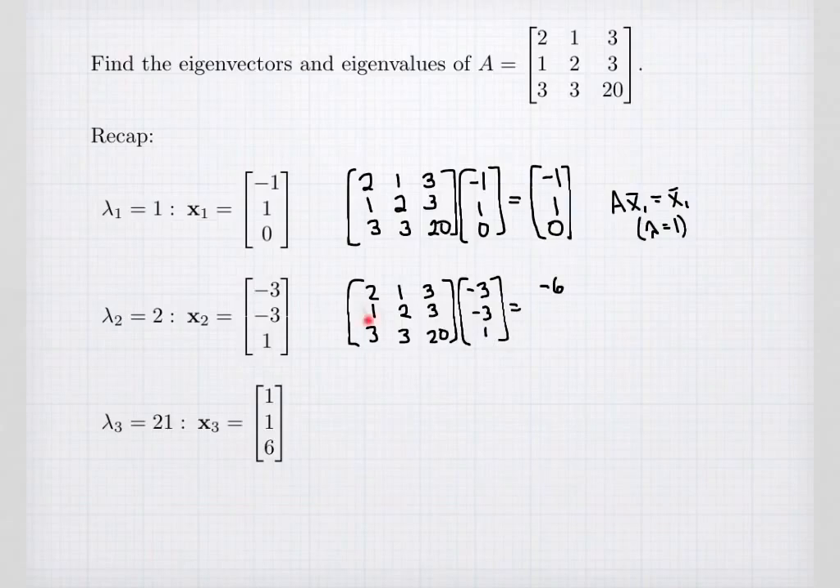We go along the second row, 1, 2, 3. So negative 3 minus 6, that gives me negative 9 plus 3. So again, negative 6. And now I do the third row, 3, 3, 20. Negative 9, negative 9, so that's negative 18. Negative 18 plus 20 gives me positive 2. And so what we see is the effect of that matrix multiplication. A times our second vector was actually double our second vector. And that's exactly what it means to say we have an eigenvector with eigenvalue lambda equals 2.